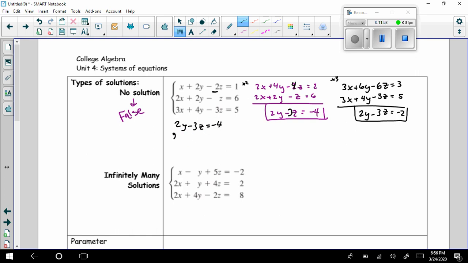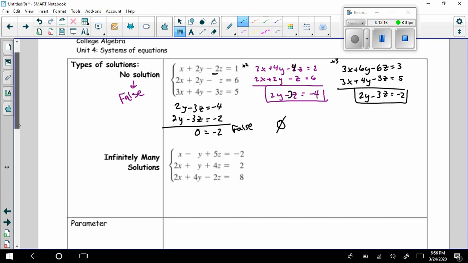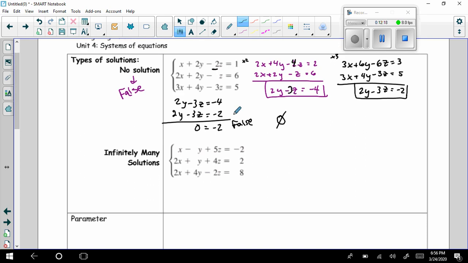And then 2y minus 3z equals -2. You should be able to see the same thing is not equal to the same thing. But if we subtract down, we get 0 equals -2, which is false. So there is no solution. Or the answer is the empty set. And so if that happens anywhere throughout your problem, it's always no solution. Infinitely many solutions is a little bit different.